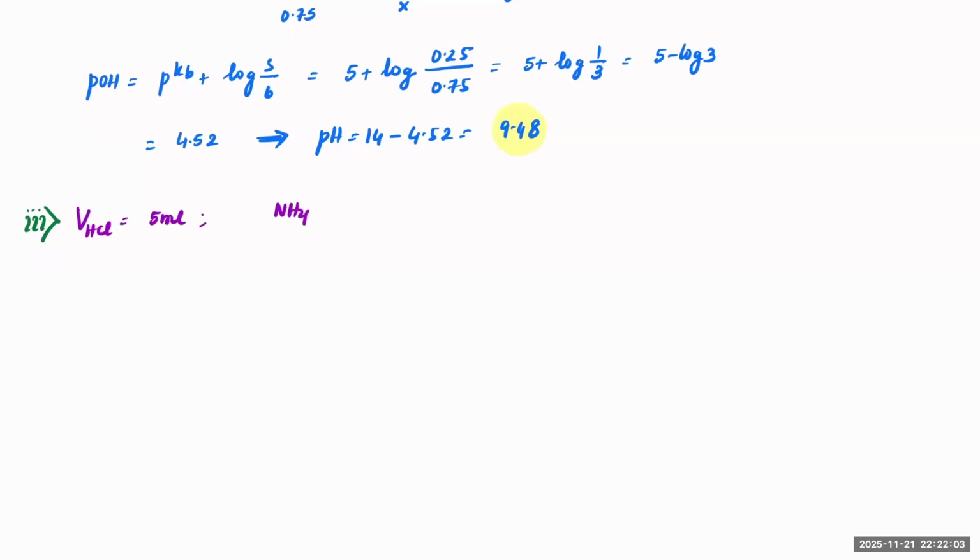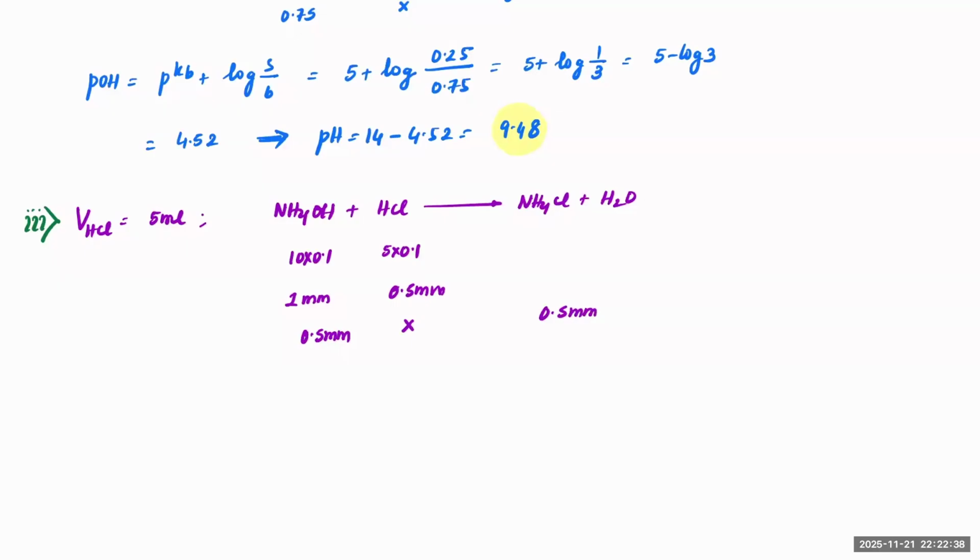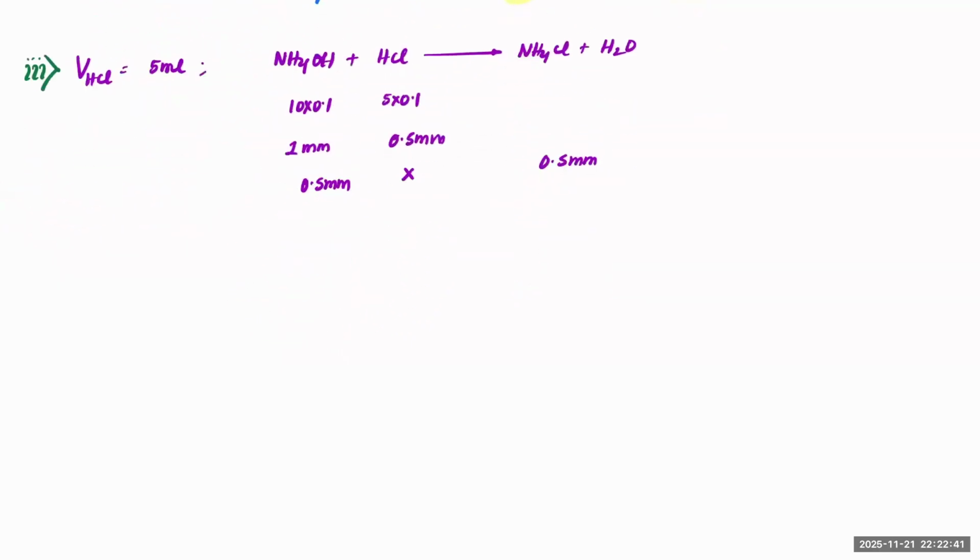then NH4OH plus HCl is giving NH4Cl plus H2O. Now we have this as 10 into 0.1 and 5 into 0.1. This is 1 millimole and this is 0.5 millimole. And this will get over with, this will be left with 0.5 millimole. And this will also be forming 0.5 millimole. So salt concentration is 0.5, base concentration is also 0.5.